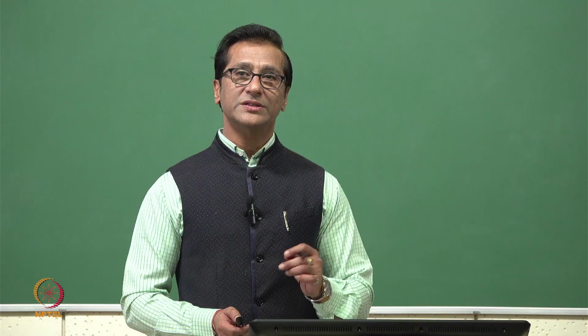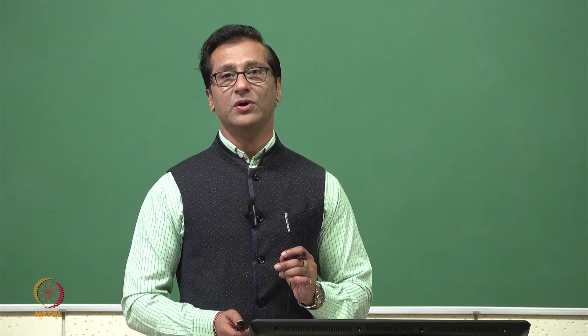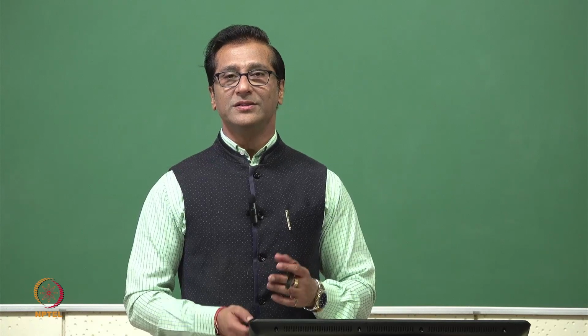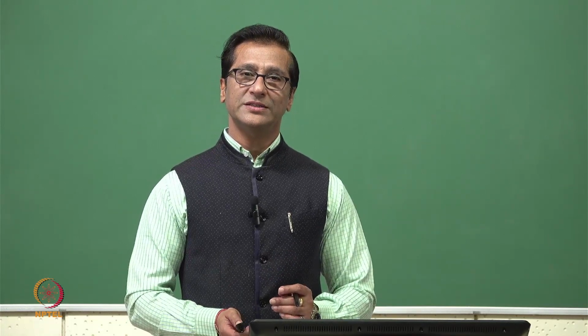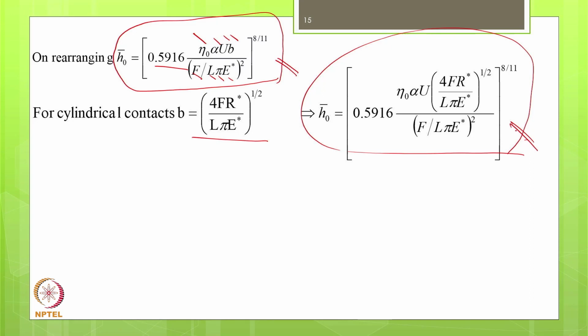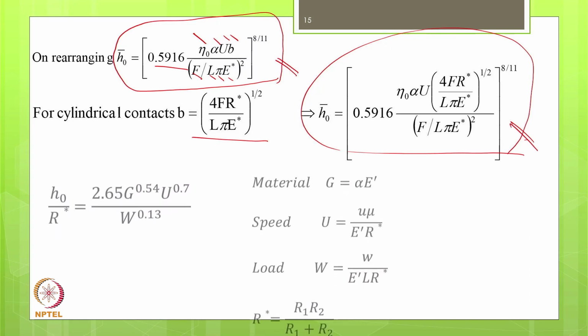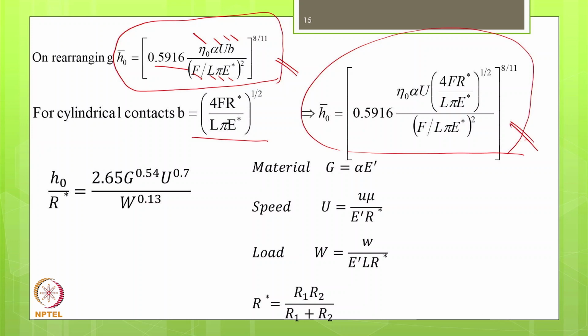Now, after this, what researchers have done, they try to solve this in a much simpler manner instead of going for so many complicated cases. Keeping a similar model, they derived expressions which are much more accurate compared to this. So they have done normalization of H0, which is the minimum film thickness in Hertzian contact or elastic deformation, and then into R star equal to 2.65 G parameter, U parameter, W parameter.